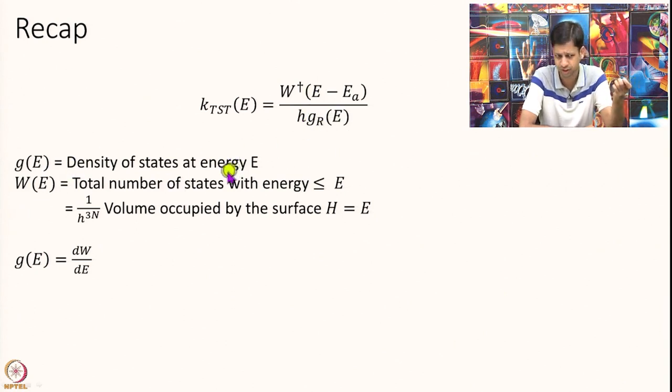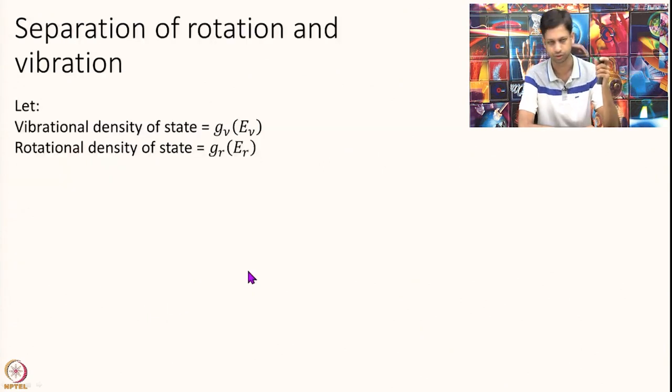G is the density of states at energy E and W is the total number of states with energy less than or equal to E. Within classical mechanics, we also argued, I think two modules ago, that this W can be calculated as the volume occupied by the surface of H equal to E, where H is the Hamiltonian, divided by h to the power of 3n, this little h. So, this is really the way we typically will calculate W, at least if classical mechanics holds true. And to calculate G, we just differentiate W with respect to E. So, this is going to be our main strategy. So, let us see how this works.